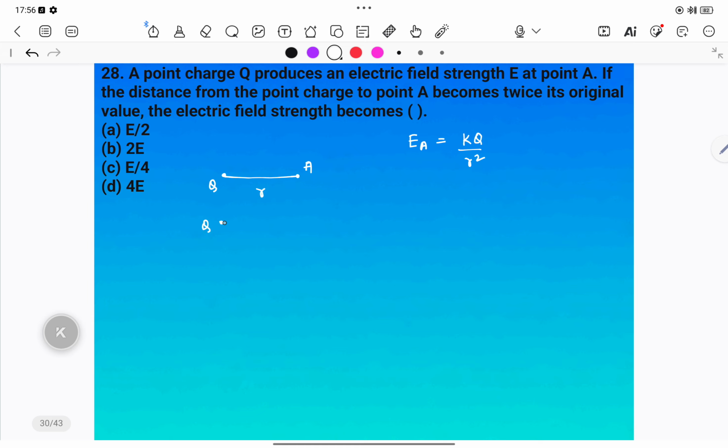Now, this point A is moved to a distance of 2r. Suppose this is point B, and the electric field at point B will be equal to kq divided by (2r) whole square. So when we solve this, it will become kq divided by 4r square, which is equal to 1 by 4 times the initial electric field, that is the electric field at point A. So according to this, option C is correct.